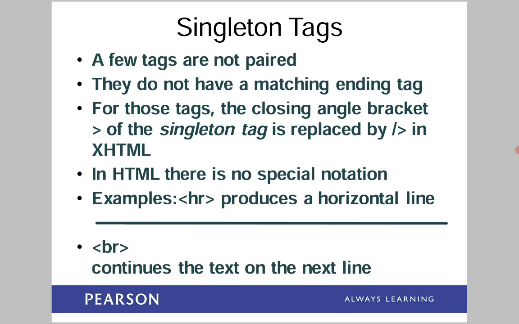So what are singleton or single tags? A few tags are not paired, meaning in HTML some tags are used for a single purpose only, so there is only one tag and they do not have a matching ending tag. For those tags, the closing angle bracket of the singleton tag is replaced by a slash symbol. An example is the HR tag. HR means horizontal rule.